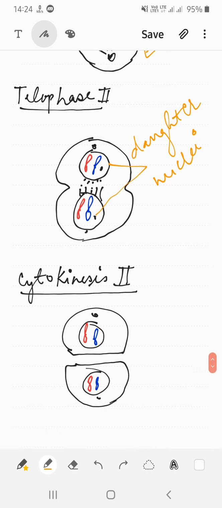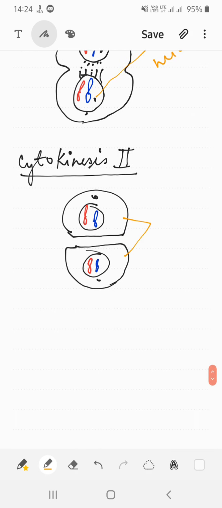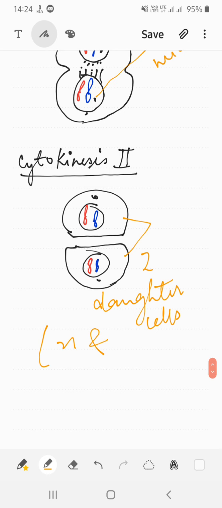And by the end of cytokinesis 2, two daughter cells are formed with half the number of chromosomes, that is N and N, because it is equational. So the same number of chromosomes, half and half, that is N plus N, haploid, is there. That is known as haploid.